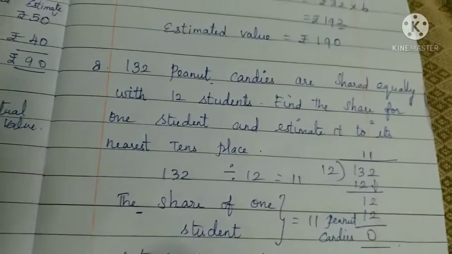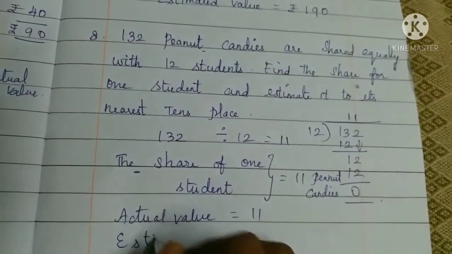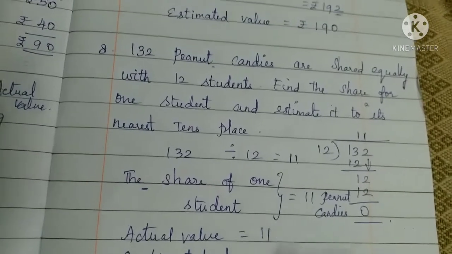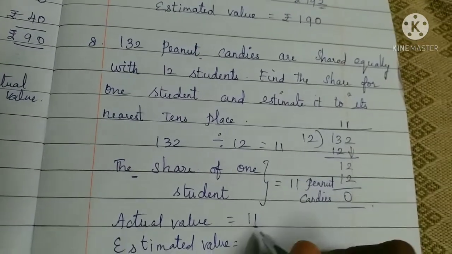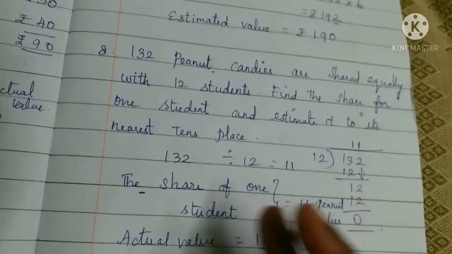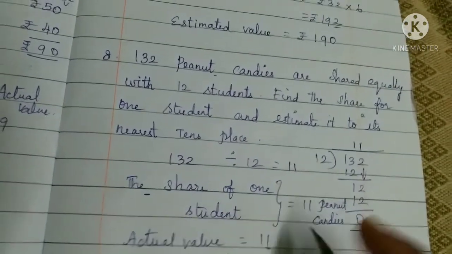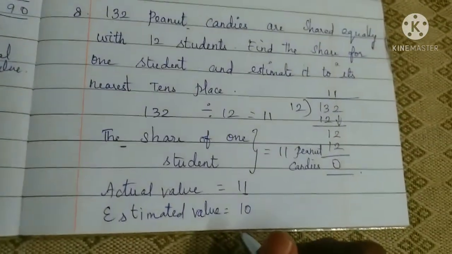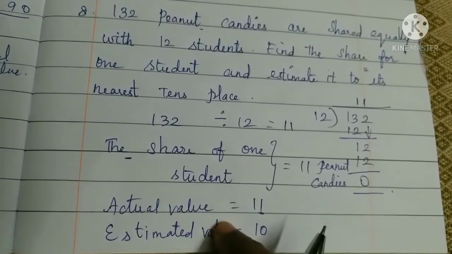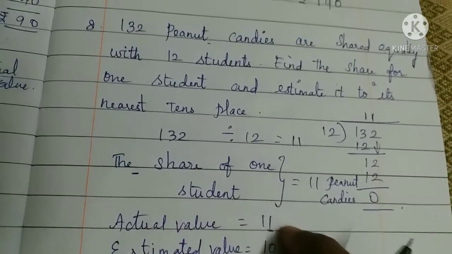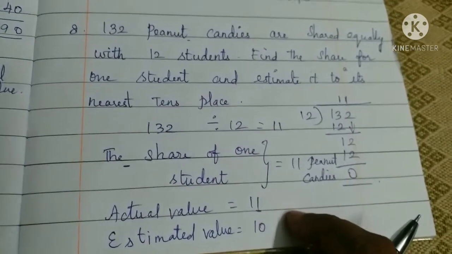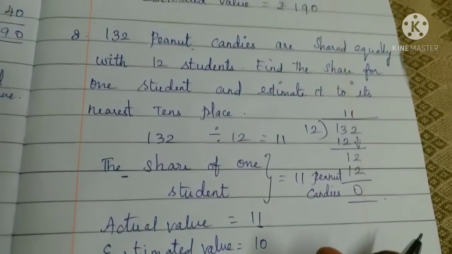Actual value is 11. So now we are going to find the estimated value. So what is the estimated value? If you see here, it is 1. If it is 1, we have to go backward. 11. What is the number before 11? It is 10. So we are rounding it off to 10. So each student gets 10 in estimated value. In actual value, they get 11 peanut candies. So this is how we should solve the problem.